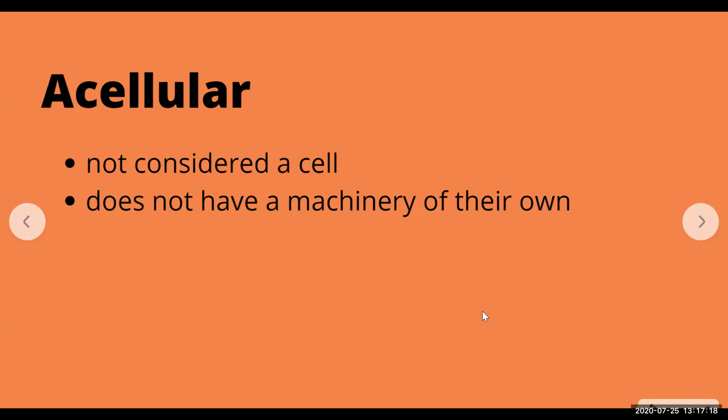Okay, again, so we are now on the cellular entities in microorganism. So these entities are not considered a cell simply because they do not have a machinery of their own, meaning they cannot survive on their own. They need to have the host cell in order to survive and to proliferate.